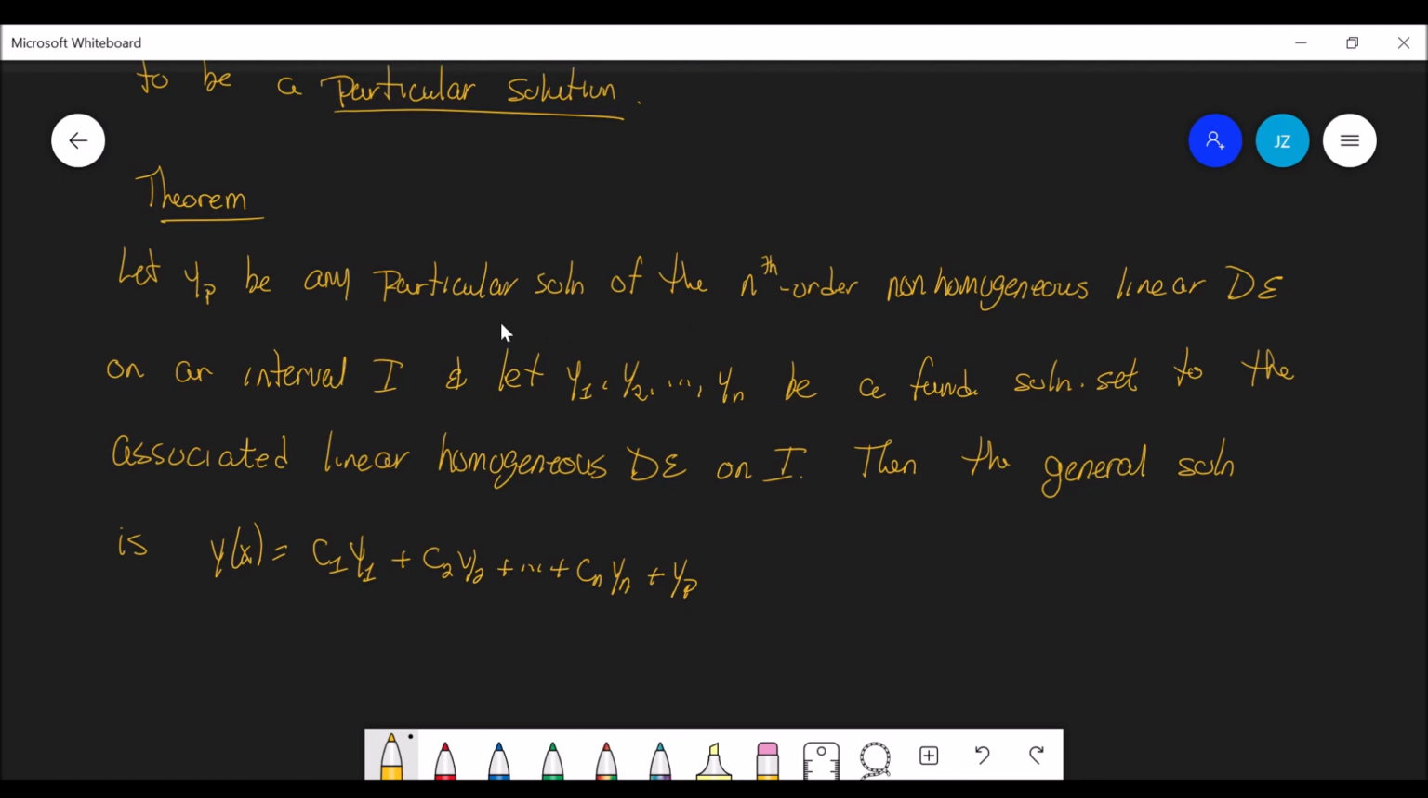So this is interesting because what this implies is that if we're solving a non-homogeneous linear differential equation, the first thing we should do is solve the homogeneous. Then all we have to do is find any particular solution and add the two solutions together. We will see this in greater detail in future lessons. I am going to actually omit the proof of this theorem.